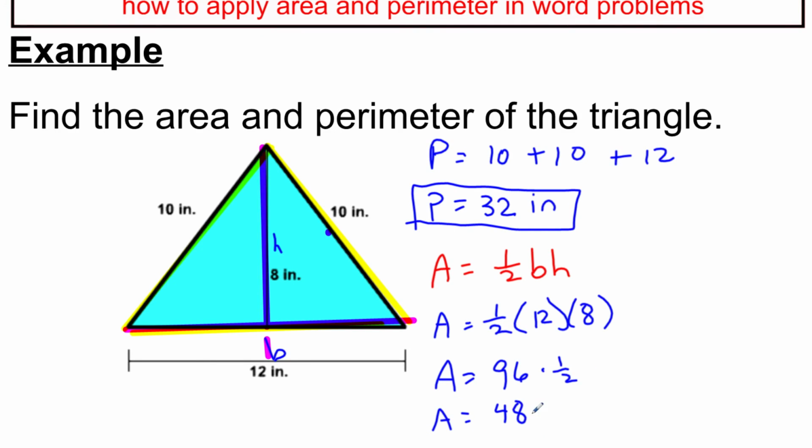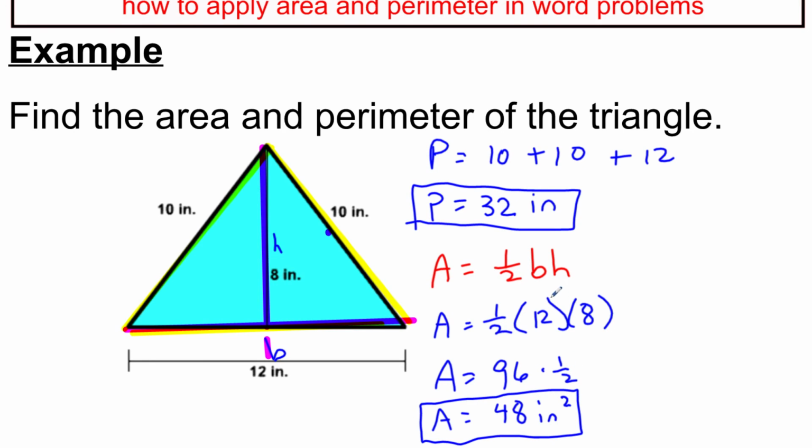48, and I have a label here of square inches. The way that I multiplied these together, this is the last little point, is I decided to put together the 12 and the 8 first and get the 96, and then I waited on the half. So that's how I got to my 48.